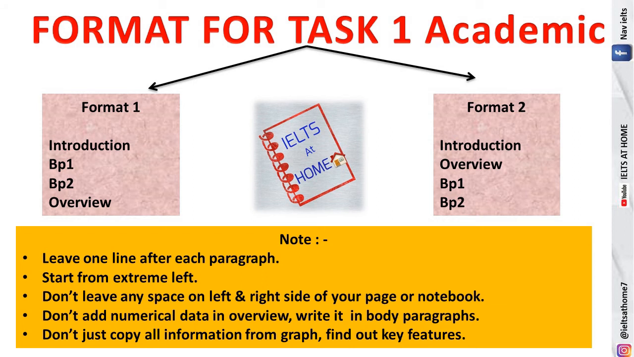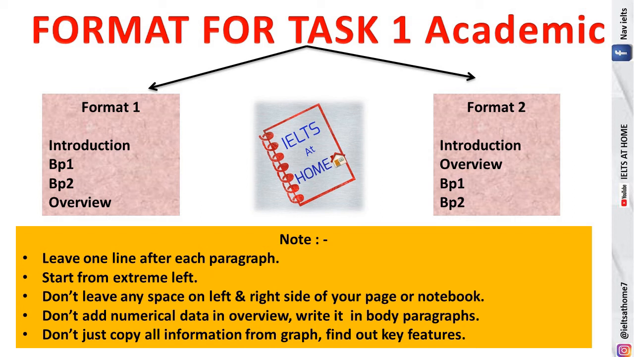It's time to learn about the format for writing task 1 academic. The two formats have a little difference. In the first format, you need to firstly write the introduction, then body paragraph 1, body paragraph 2, and then the overview. And in the second format, you just need to put the overview after the introduction. So there is no difference. I mean, it doesn't affect your band score. It totally depends upon your writing ability. So you can follow either format 1 or format 2 for writing task 1.